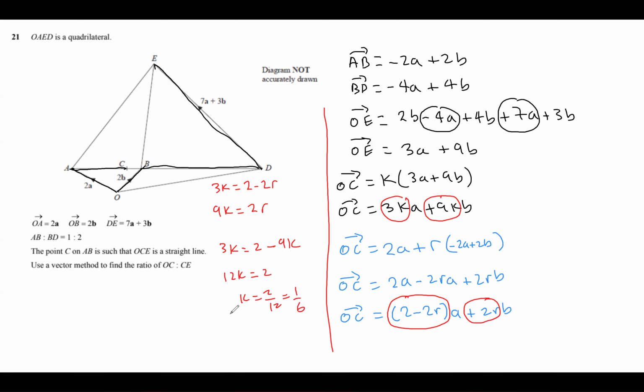And we are pretty much done here because we want the ratio of OC to CE. And then we said OC is some multiple of OE. Well, k is 1 over 6. So that's going to be 1/6 of the way. So CE must be 5/6 of the way. So the ratio of OC to CE must be 1 to 5. So OC to CE is in a ratio of 1 to 5. And that's our final answer.